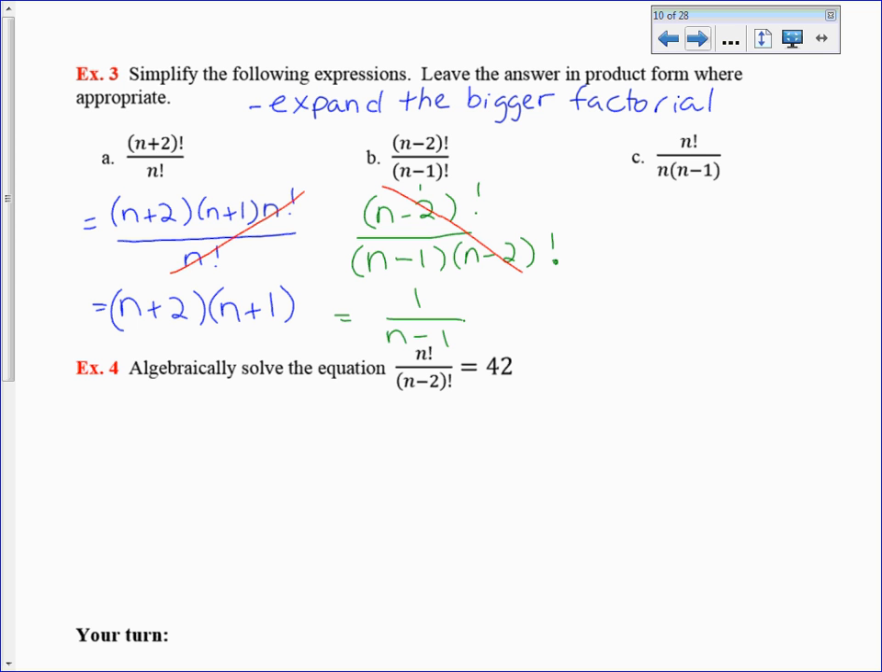So in C, which one am I going to expand? I can't expand something that isn't a factorial. Right? So I have to expand the top. So that becomes n times n minus 1 times n minus 2, and I'm going to stop there and write the factorial because I have enough to cancel my denominator. So what I'm left with, if I cancel my n's and I cancel my n minus 1's, is n minus 2 factorial.